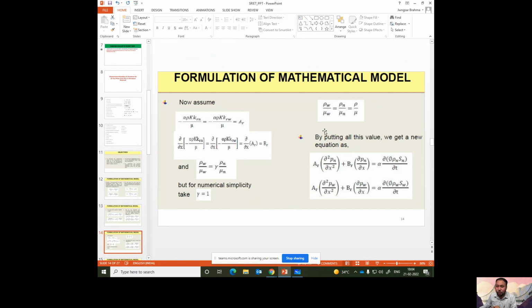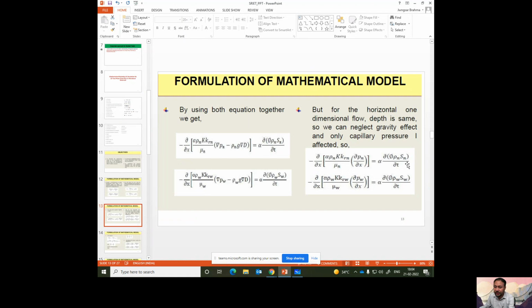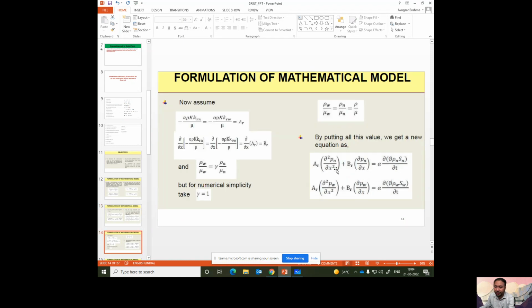If I take gamma equal to 1 and put in all these values, we get a new equation. Put the value of AR, put the value of BR, gamma equal to 1. Our equation, this equation and this equation, come in this form and this form.